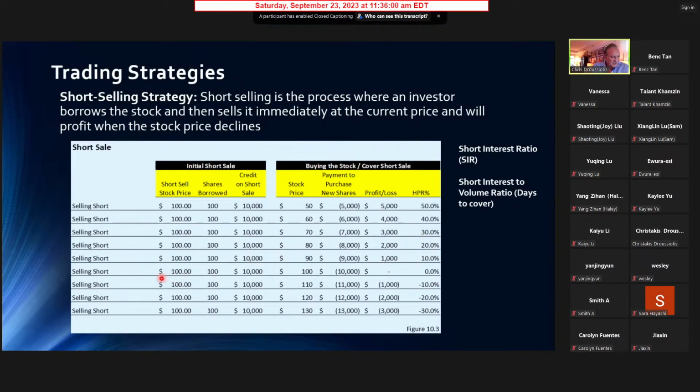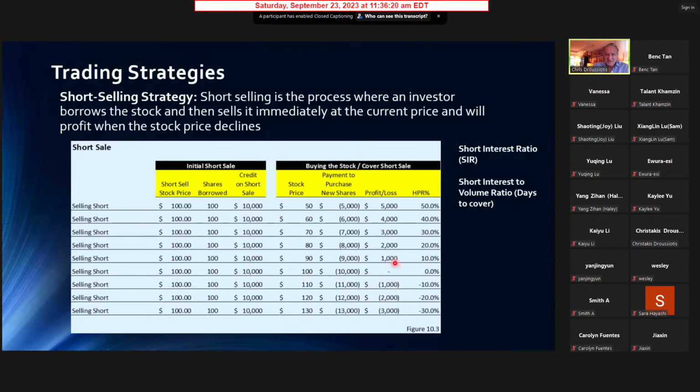So the break-even, of course, is if I bought at 100 and sold at 100. But what happens a lot of times is the stock goes up. And that's a problem for a short seller. It's very dangerous. A short seller can have an unlimited loss if they're wrong. If the stock goes up, then you have to go to the market and buy it at a more expensive price.